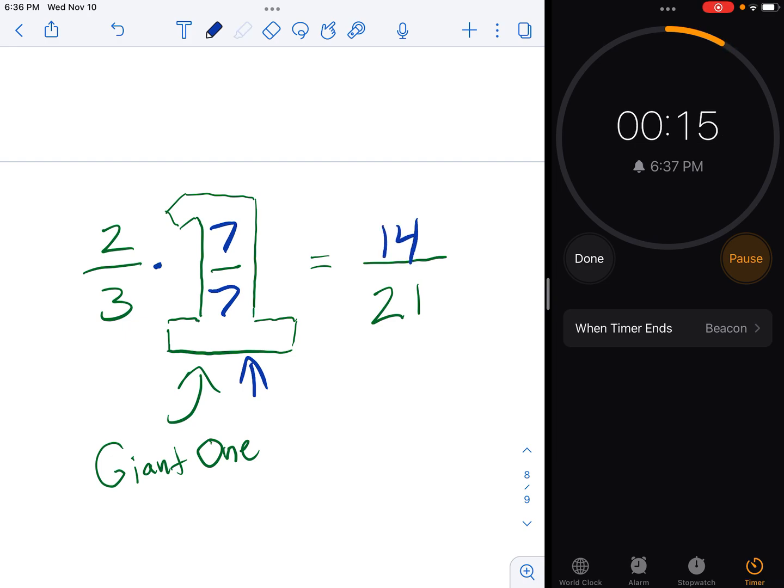And this is the key part for today. We have what's called the giant one. That's going to be common language. And honestly, the giant one is using the multiplicative identity, meaning you multiply by 1. We'll talk more about it in class.